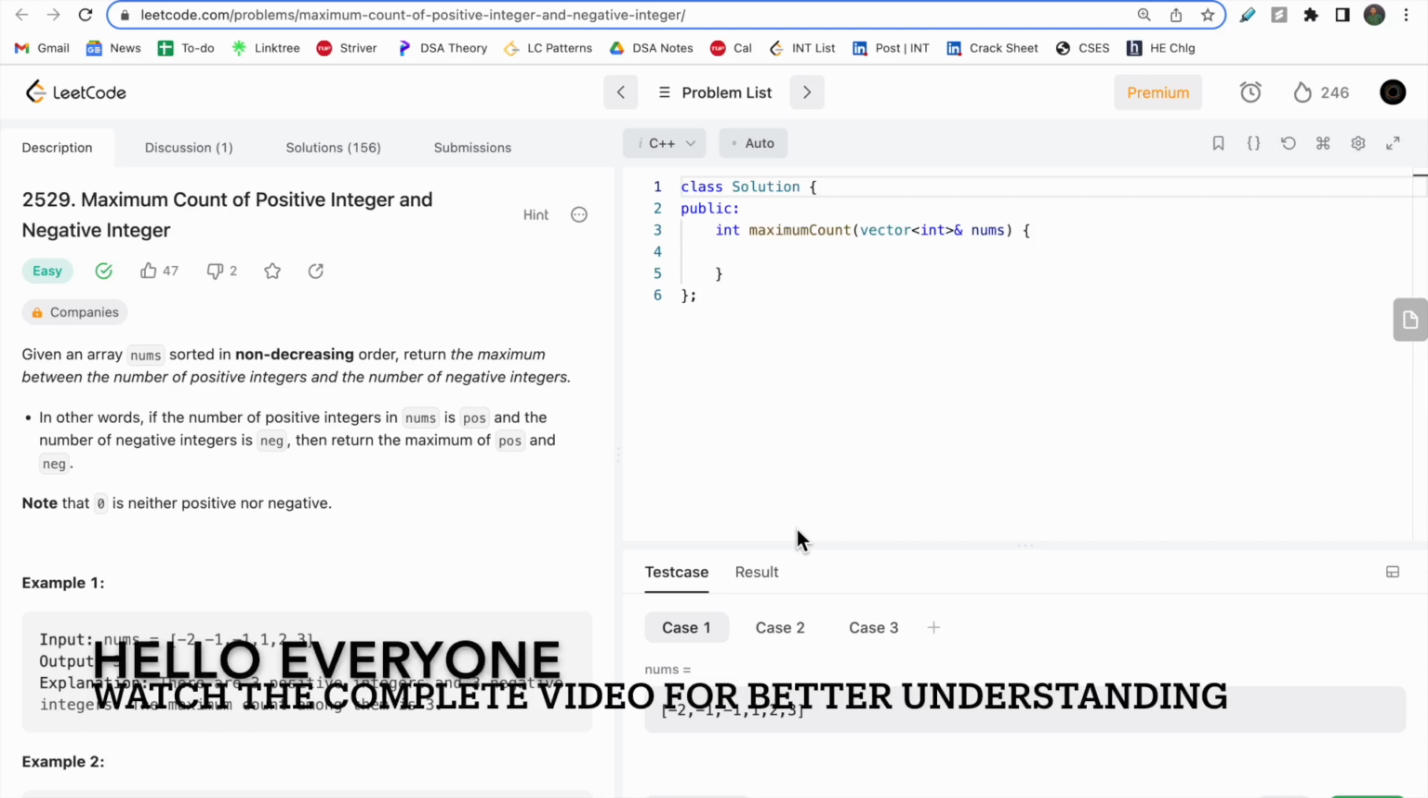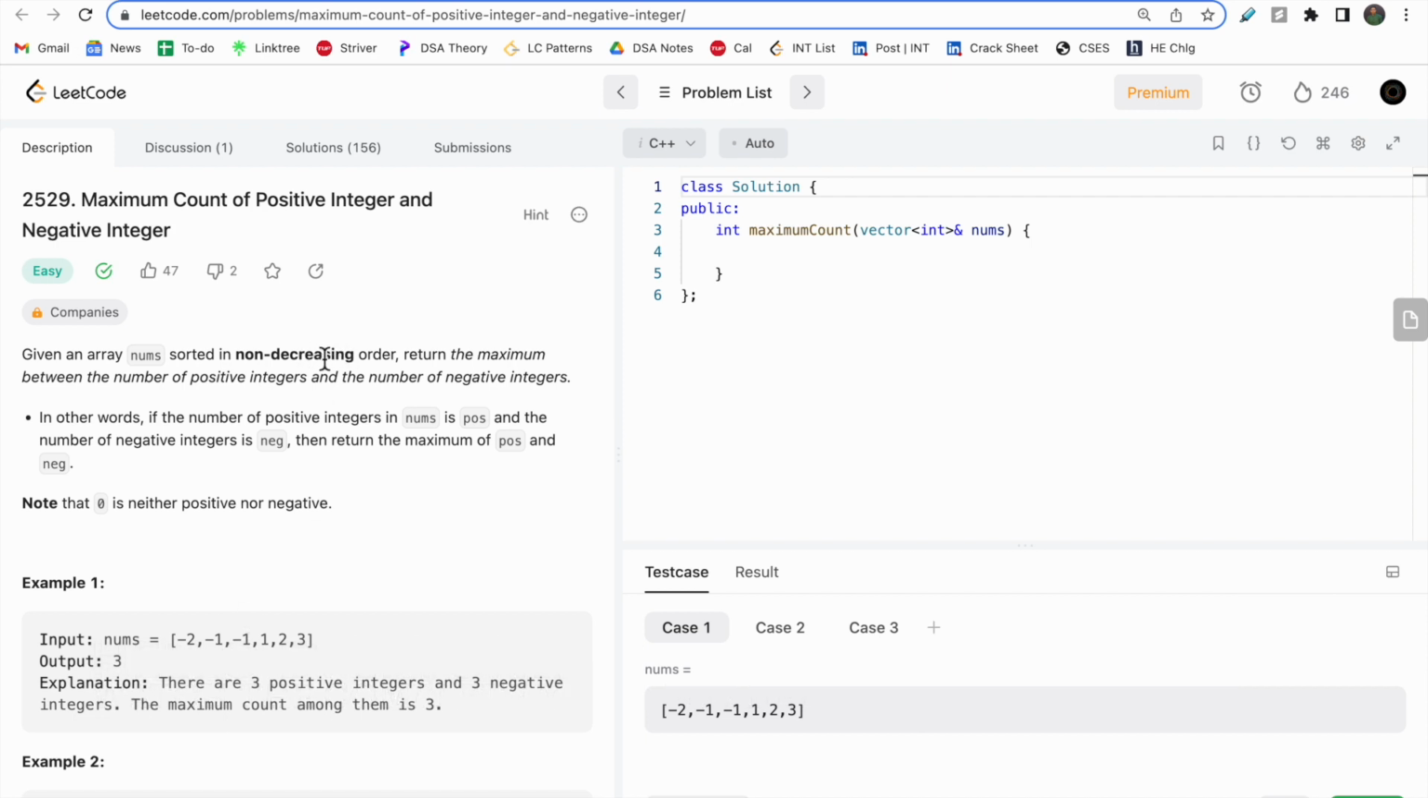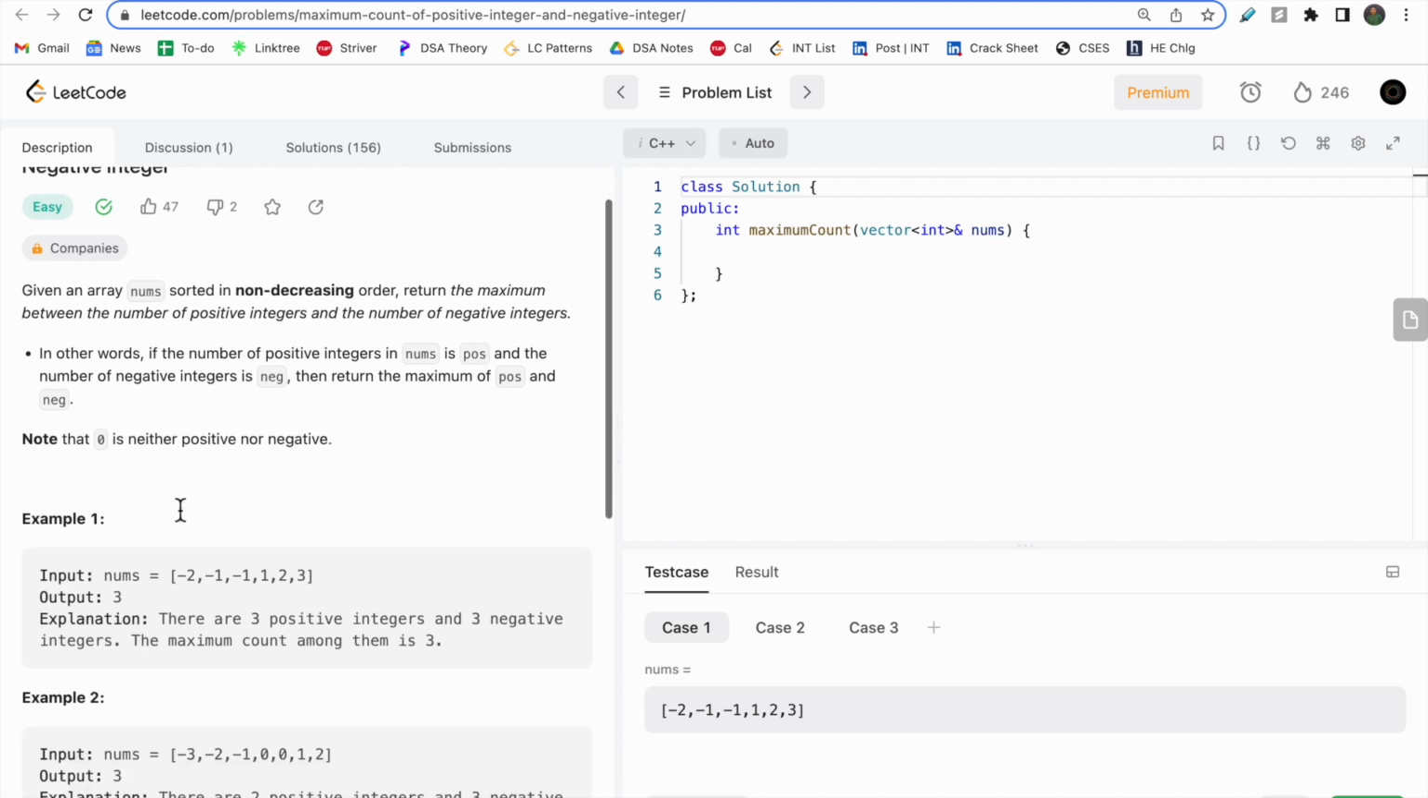Deep course, and in today's video we will discuss LeetCode question 2529 that says maximum count of positive integer and negative integer. So here you are given a non-decreasing, that is increasing sorted array nums with some of the integers being positive and some of the integers being negative. You need to count the number of positive integers and the number of negative integers and return the maximum of both the counts. And note that 0 is neither considered as positive nor negative.